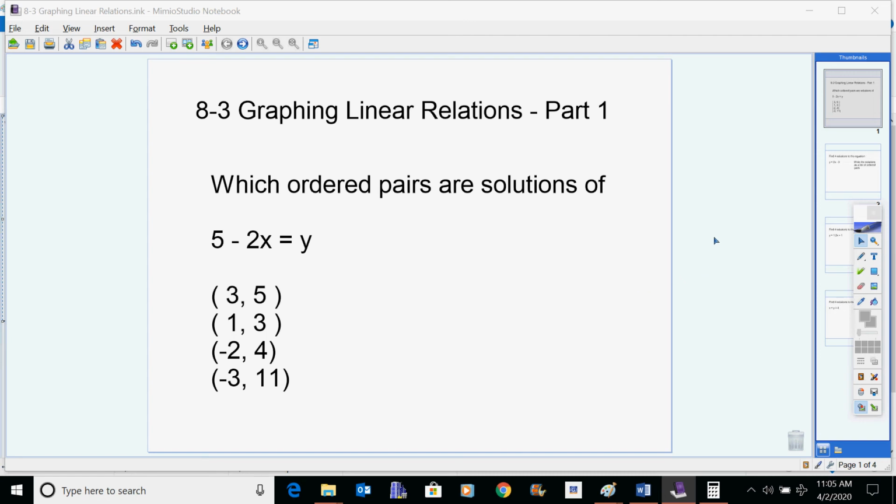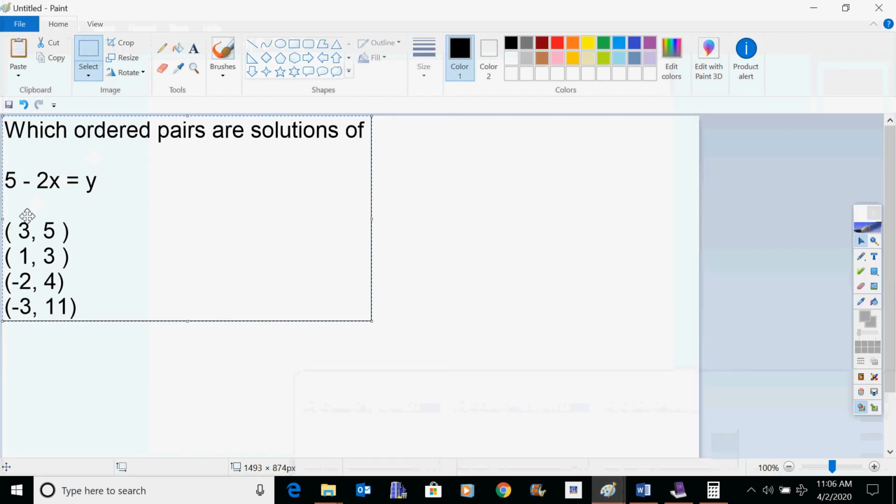Graphing linear relations. Linear means a line, and we will get to that more tomorrow, but the first thing you need to be able to do is evaluate whether a certain ordered pair is actually a solution to a given equation. In order to tell that, you need to find out if this x and this y go together to make this true or not.